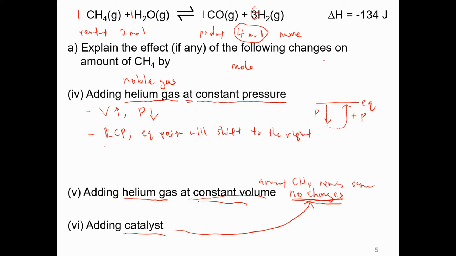Okay, to increase the number of mole. Thus, what happened to CH4? The amount of CH4 will reduce. So remember, adding noble gas at constant pressure, the volume of the system increases and the pressure of the system will decrease. So according to Le Chatelier's principle, the position will shift to the direction which has more number of moles, that is to the right. Thus, if the equilibrium position shifts to the right, it means that CH4 will be reduced.